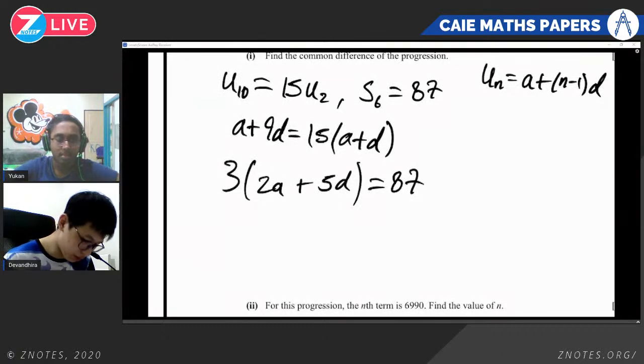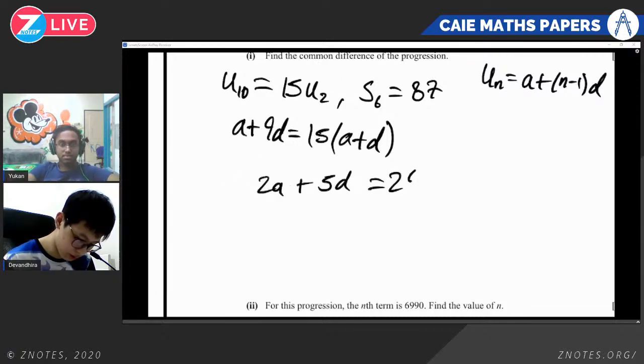Let's simplify this a bit more too. 3 times 2a is just 6a. You can divide 87 by 3 actually. You get 29. Oh, okay. That's better. We have 29 here.